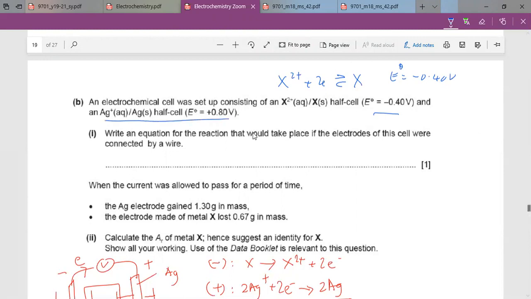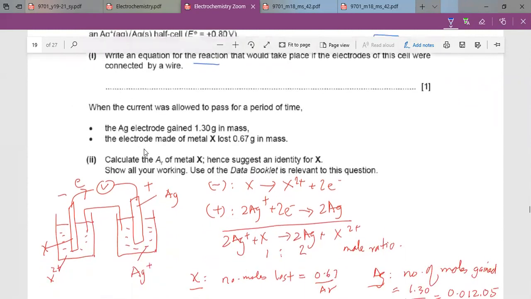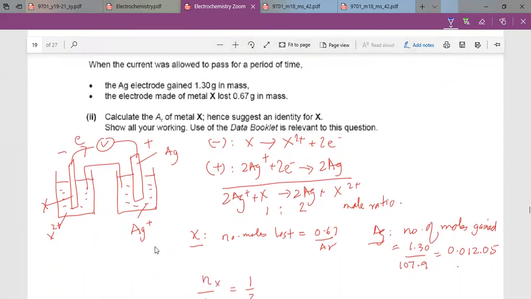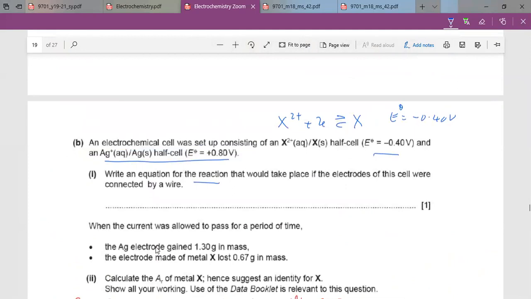Okay, write the equation of the process. If the electrodes were connected, it means this is the overall equation. So remember, this is the arrangement I drew for you already. So remember why this is negative? Because this is more negative now. So your silver will be what? Silver plus electron. You use silver, the E cell will be what?